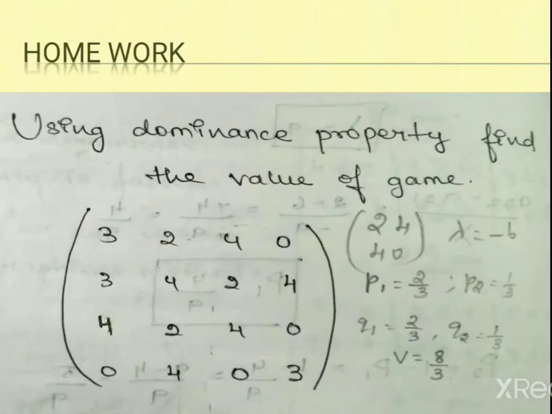I hope it is clear. If you have any doubts, ask me. I will give one homework sum using the dominance property, because this is also a very important 10-mark question. So you have to try this one. If you have any doubts, ask me for this problem. Here they are given a 4 by 4 matrix. So you have to reduce 2 rows as well as 2 columns. Then only it will be reduced to a 2 by 2 matrix. So you have to try this. For this, if you have any questions, ask me.